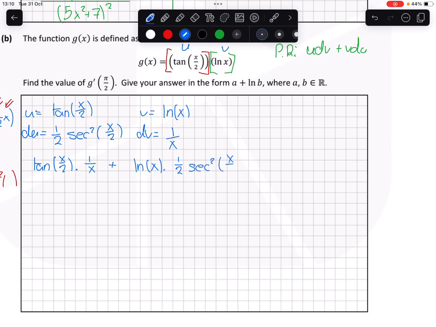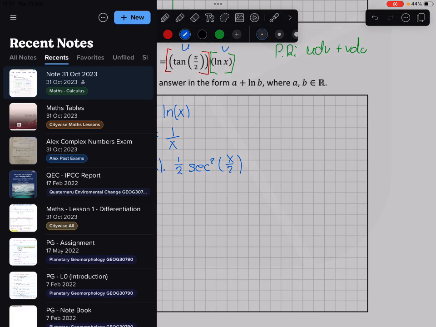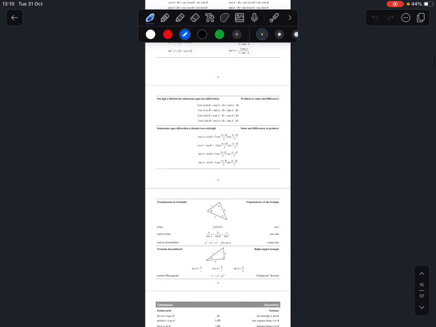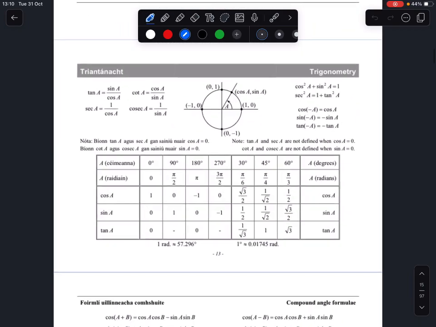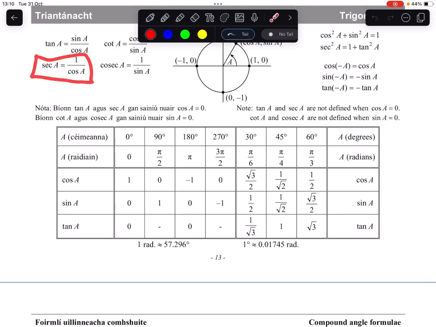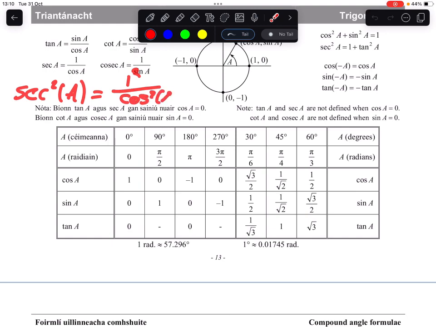x over 2. Now, if we look at our rules and we go to the section all about trigonometric identities, what we have here is a half sec squared. And if we look at the very top, we have sec of a is equal to 1 over cos of a. So that's what we can use. If sec of a is equal to 1 over cos of a, it means that sec squared of a is equal to 1 squared all over cos squared of a.